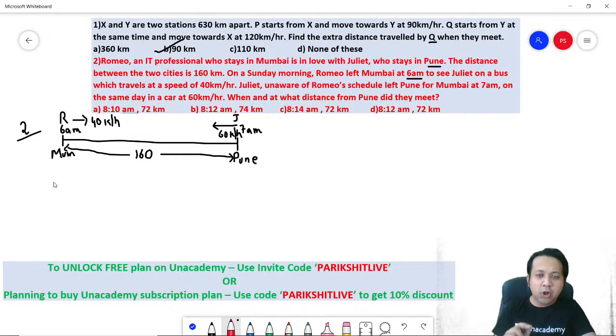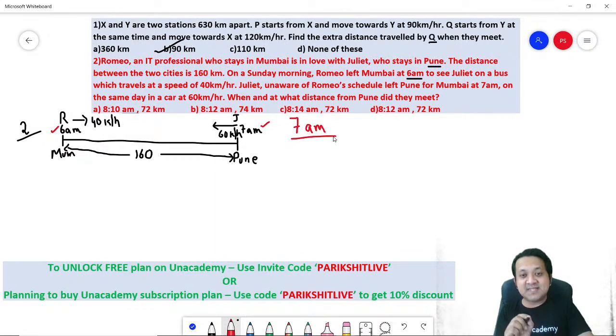Always when you get such questions, remember you have to start by considering the time at which the two bodies started moving. Whenever you solve such questions in time, speed and distance, the trick is to start from the time in which both bodies moved. Romeo starts at 6 a.m. and Juliet starts at 7 a.m. So your entire focus should be from 7 a.m. onward, because from 7 a.m. both the bodies started moving, correct?